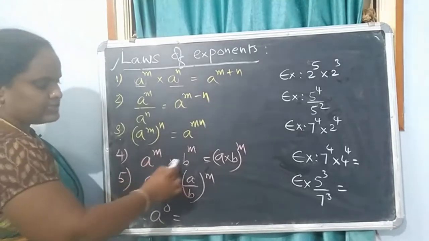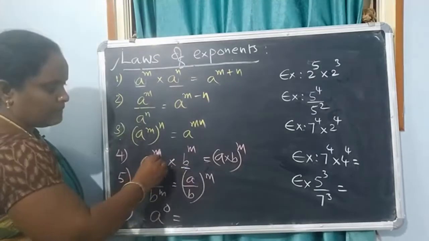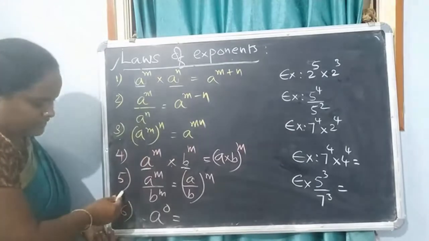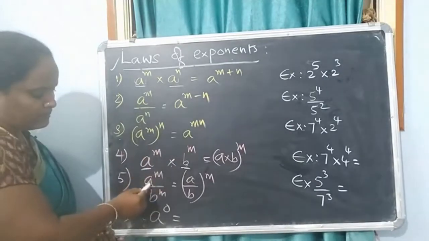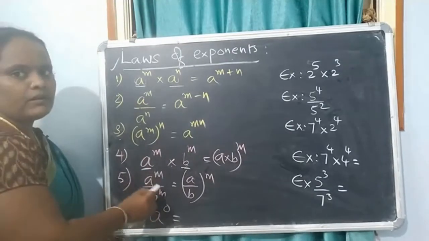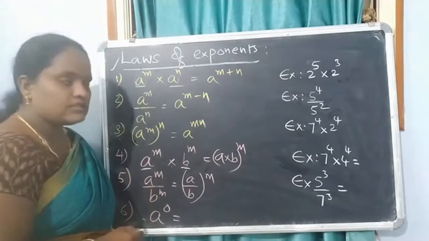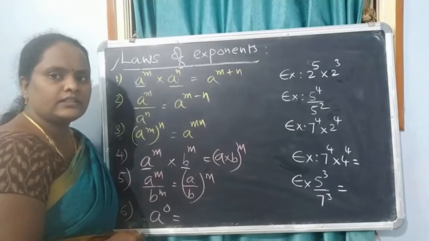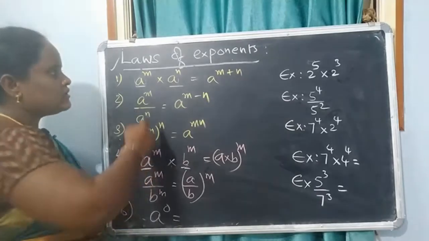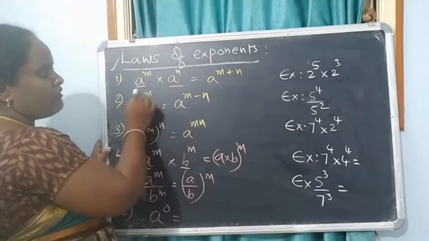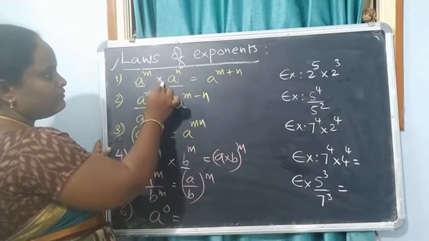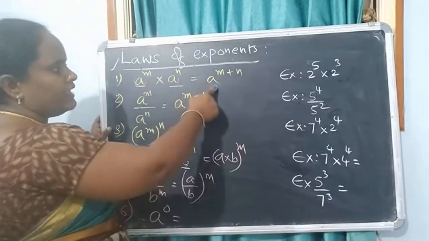If you see the 4th, 5th and 6th one, a power m into b power m: a, b bases are different, but the powers are the same. Same with the 5th also, a power m by b power m. Bases are different, same power. So the first 3 are with the same base, whereas the 4th and 5th are with the same power.